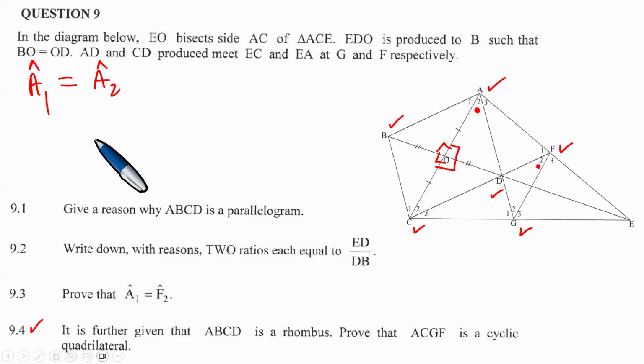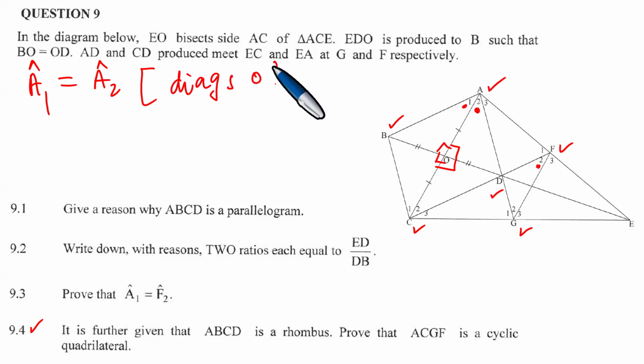This takes you back to grade 10. Remember the properties of this. Grade 10 teaches us that if you have a rhombus, then the diagonals of a rhombus bisect the angles. So that angle A1 is equal to the angle A2, and these are diagonals of a rhombus.